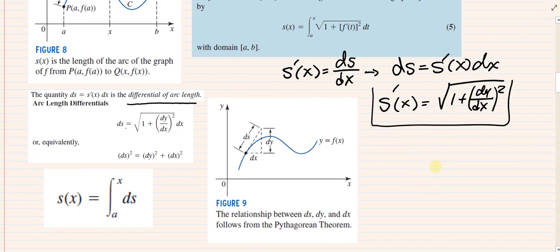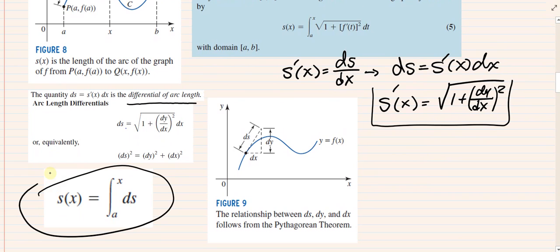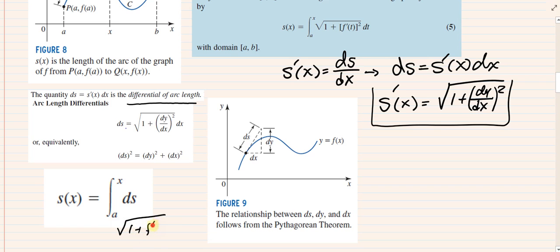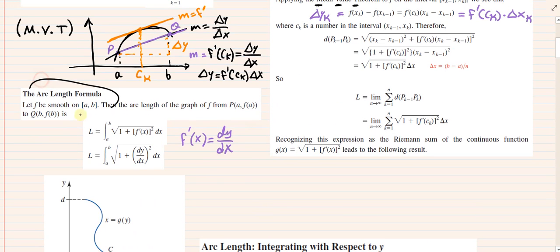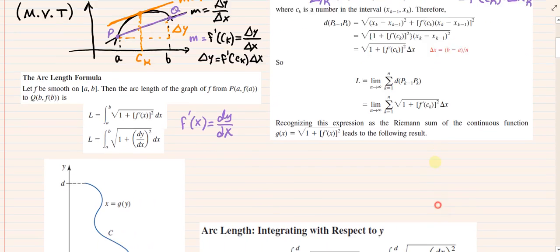Look at how simple that is. Instead of writing the square root of 1 plus f prime of x quantity squared dx, instead of doing all of that, we just write it as ds. So the entire integrand and the differential of x, dx, is written as ds. That's all it is. That replaces the radicand in the arc length formula.